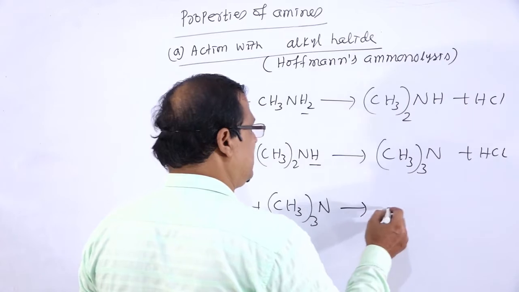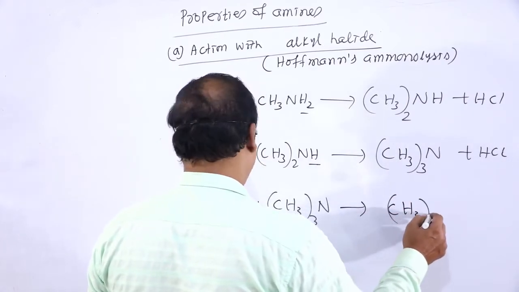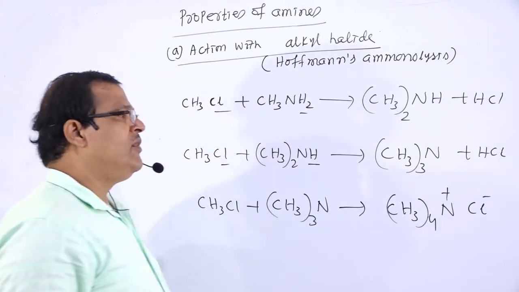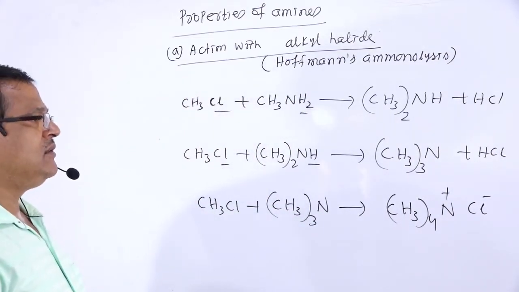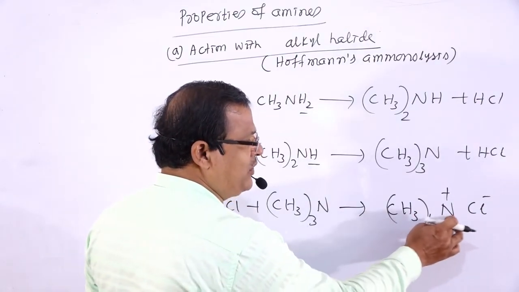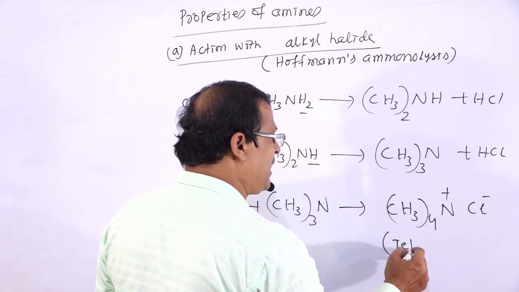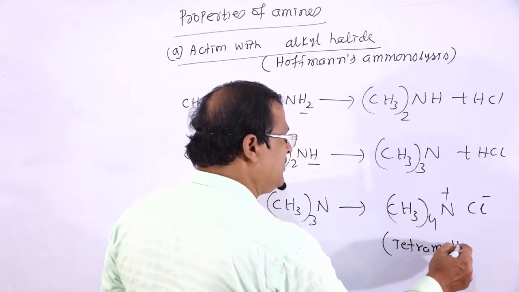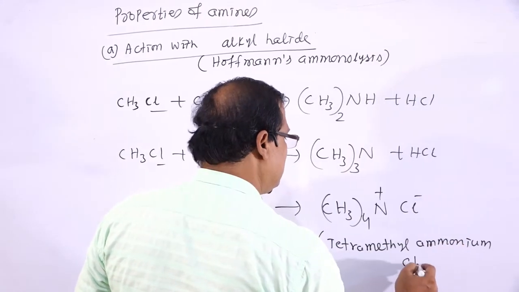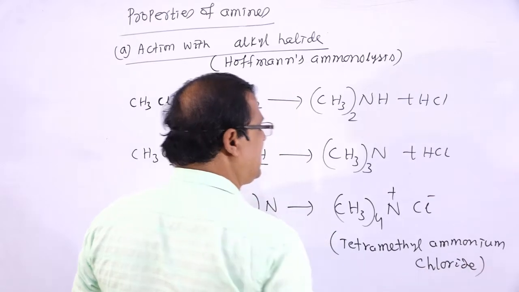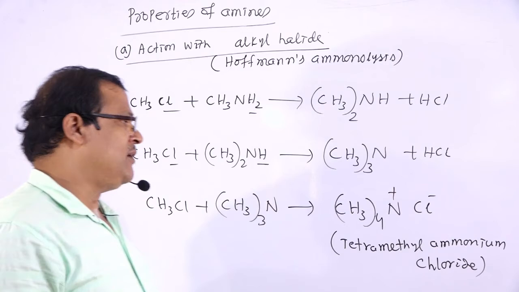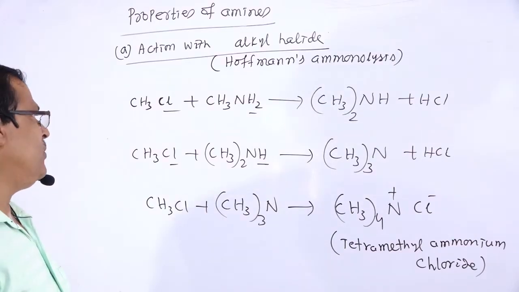What will be the product? There is the formation of (CH3)4N+ Cl−. There is the formation of quaternary ammonium salt, tetramethyl ammonium chloride. The name of this compound is tetramethyl ammonium chloride. So there is the formation of this compound, tetramethyl ammonium chloride.